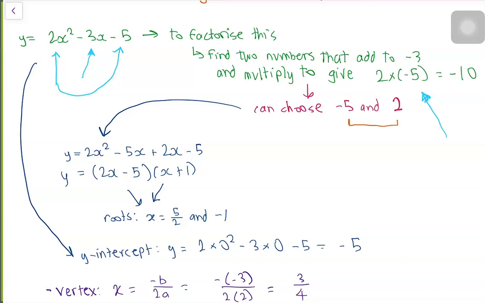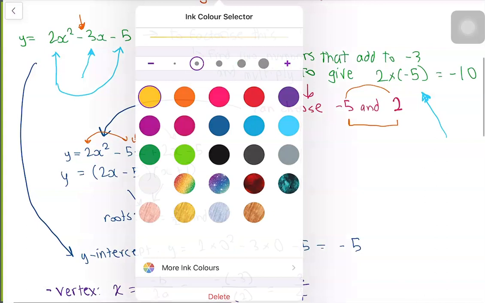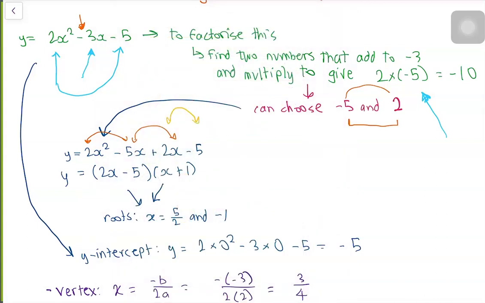So what we can do now is we can convert the minus 3 as a minus 5 plus 2. So we can write minus 3x as minus 5x plus 2x. So we can split it up. And now we can see this part of the quadratic has a factor of 2x minus 5, and also this part of the quadratic has a factor of 2x minus 5. So we can completely factorize the quadratic as 2x minus 5 times x plus 1.